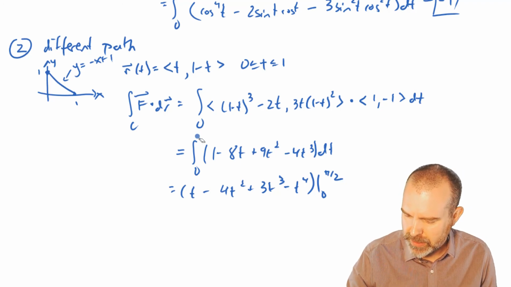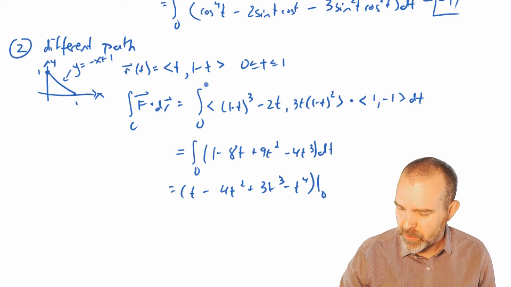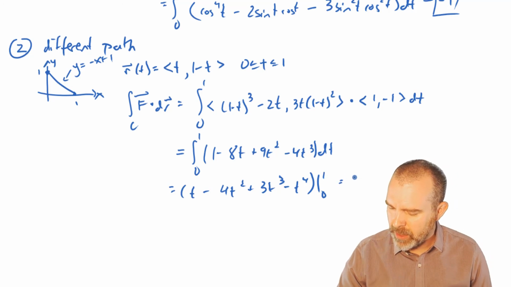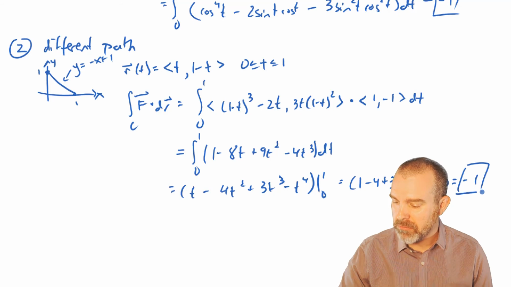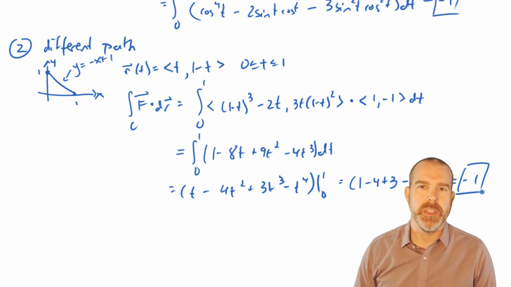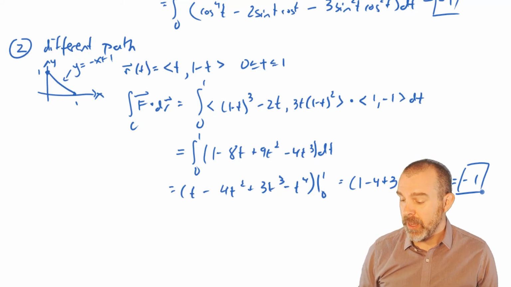That's the old one. We have a new path. T is from 0 to 1 on this path. And so we end up getting, let's see, what do we get? 1 minus 4 plus 3 minus 1 minus 0, and we get negative 1 again. I'm kind of waving my hands at some of that, but it's just algebra in the middle there. And you can see there at the end, we do indeed get negative 1.